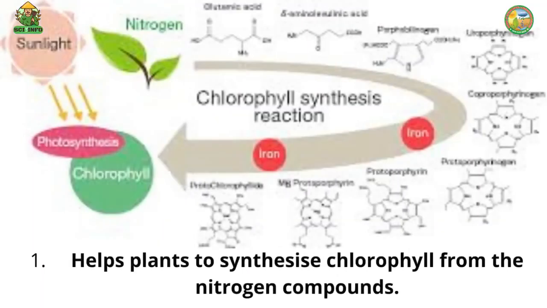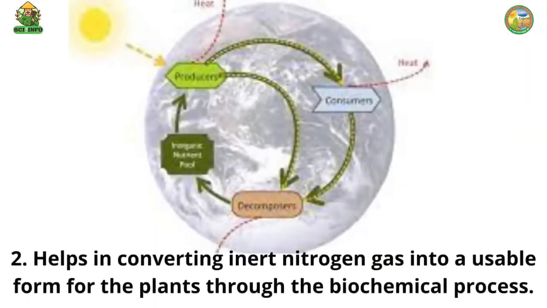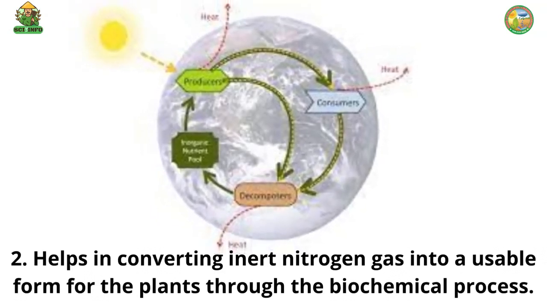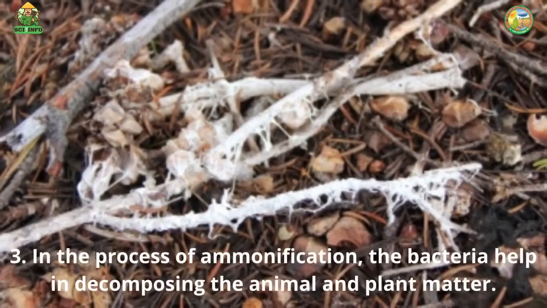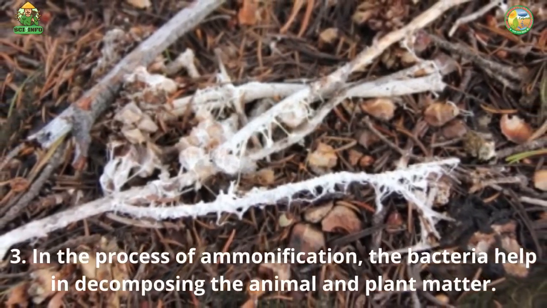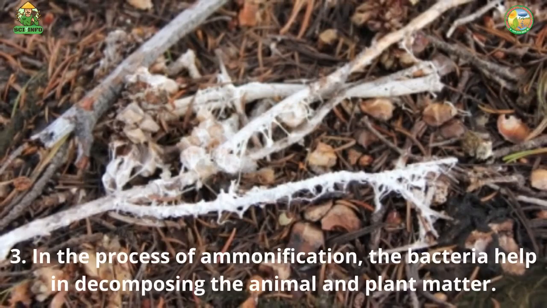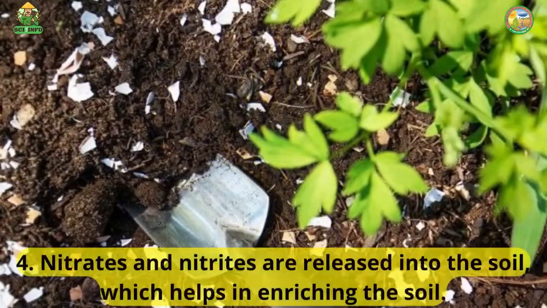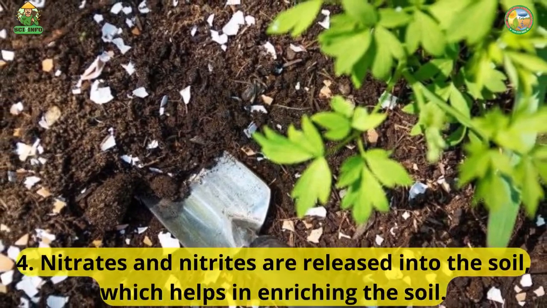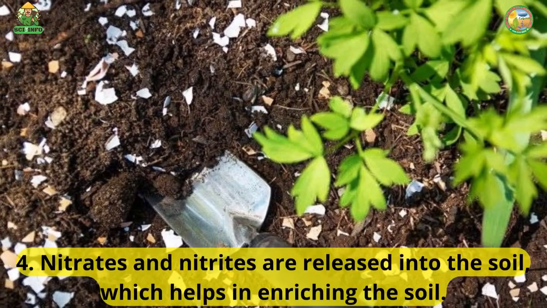It helps plants to synthesize chlorophyll from the nitrogen compounds. It helps in converting inert nitrogen gas into a usable form for the plants through the biochemical process. In the process of ammonification, the bacteria help in decomposing animal and plant matter, which indirectly helps to clean up the environment. Nitrates and nitrites are released into the soil, which helps in enriching the soil with the necessary nutrients required for cultivation.